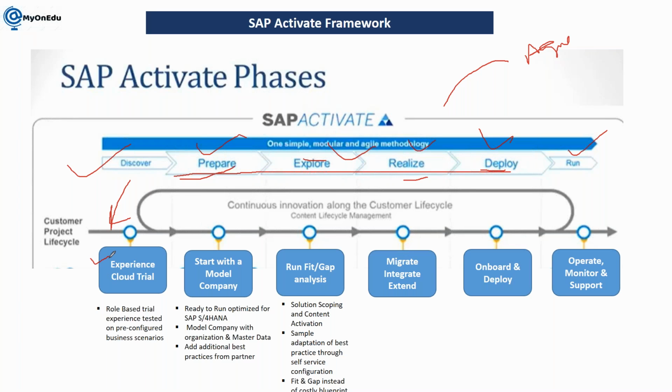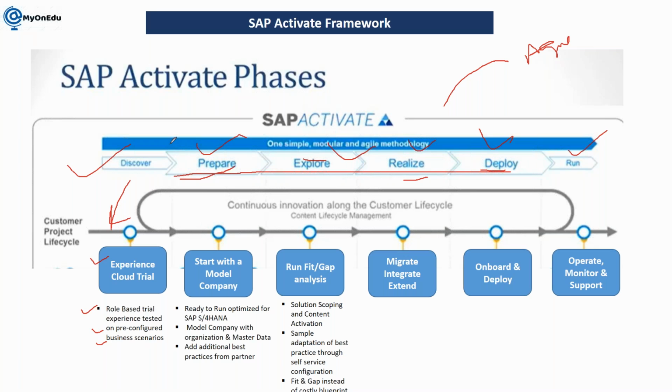In discover, you are discovering the experience cloud trial. You already have a ready-made sample system, and you can just show your client the processes we have in the system, and they need to check what is suitable as per their requirement. So this is just a rule-based trial experience tested on a pre-configured business scenario.